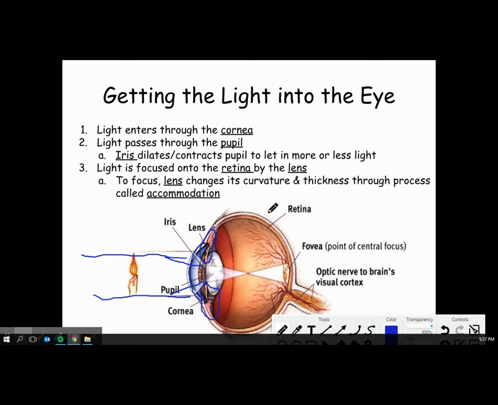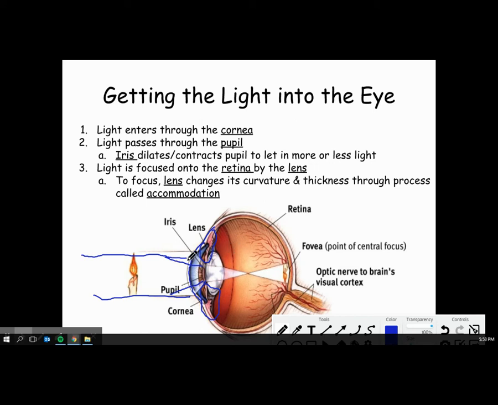Okay, so the iris's job is, in dim lighting, it's going to expand your pupil. That's going to let in more light energy, making you able to see better. That's why it takes a second when you're in the dark for your eyes to adjust. Your iris has to expand the pupil. Okay, when it's really bright outside, it contracts it, right? It makes it smaller so that not as much light comes in so that you're not blinded by it.